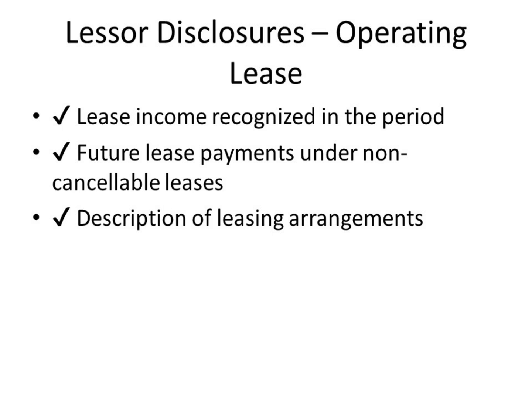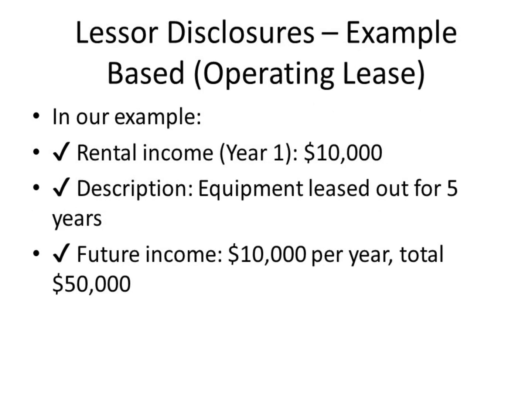For operating leases, lessors must disclose lease income recognized during the period, future lease payments under non-cancelable leases, and descriptions of leasing arrangements. In our example, the rental income for the first year is $10,000. The equipment is leased out for 5 years. Total expected income over the lease term is $50,000.